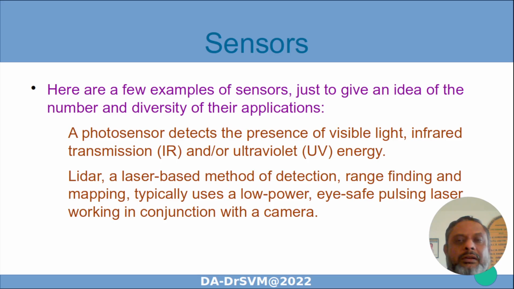LIDAR is like a radar where radio was used. Here, LIDAR is a laser-based method for detection. This is usually used for range finding, like distance between two objects. Mapping typically uses a very low power, eye-safe pulsing laser working in conjunction with a camera.